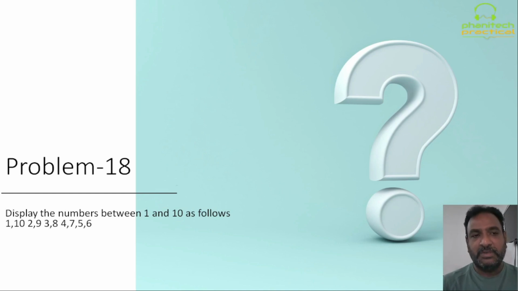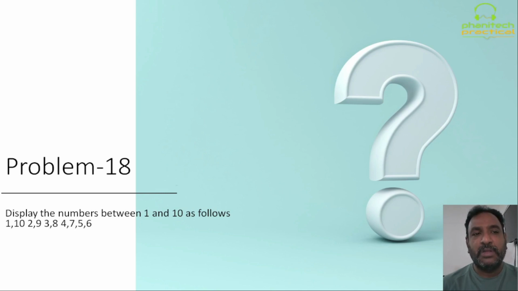How is it possible? Between 1 and 10, at a time you are displaying two numbers, so the process is repeated only 5 times. Why 5 times? Between 1 and 10, at a time you are displaying two numbers, so 5 into 2, 10 numbers are displayed. So the primary condition is n less than or equal to 5. And what do you want to display?